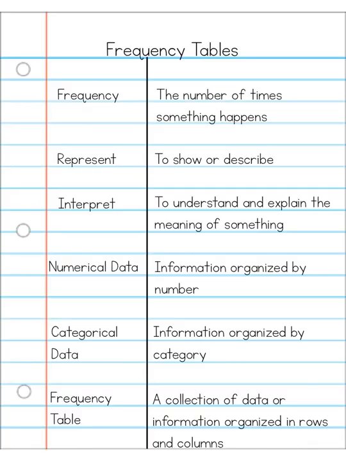Before we get into the lesson, the first thing I want to talk about is some vocabulary. We're going to look at the word frequency, which means the number of times or how often something happens. The word represent means to show or describe. The word interpret means to understand and explain the meaning of something. Numerical data is information organized by number. Categorical data is information organized by category. And a frequency table is a collection of data or information organized in rows and columns.